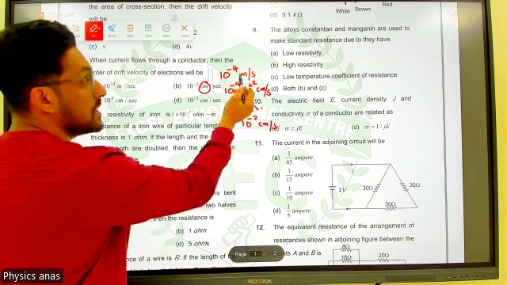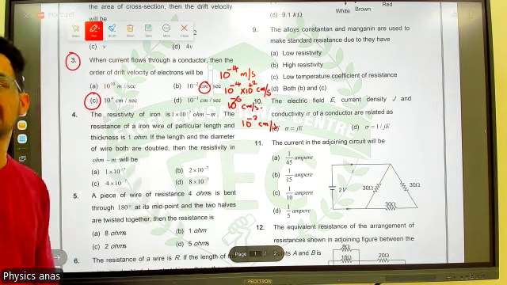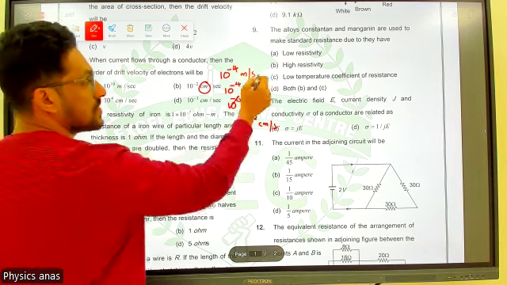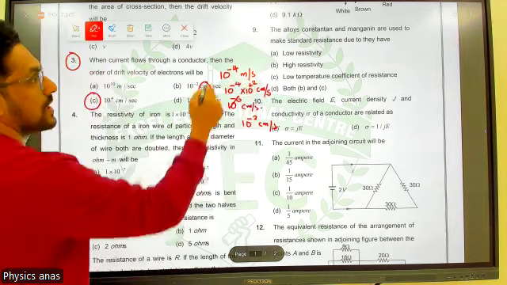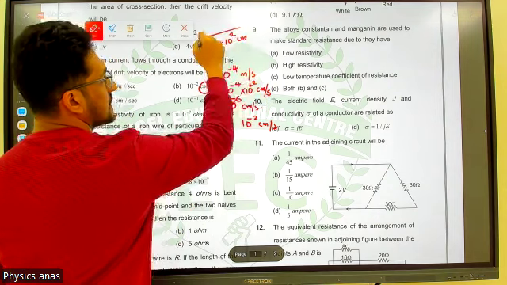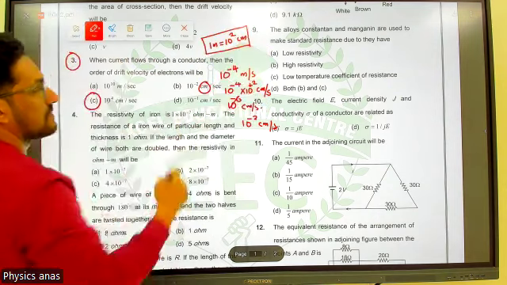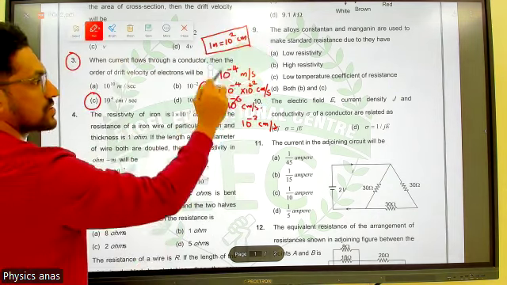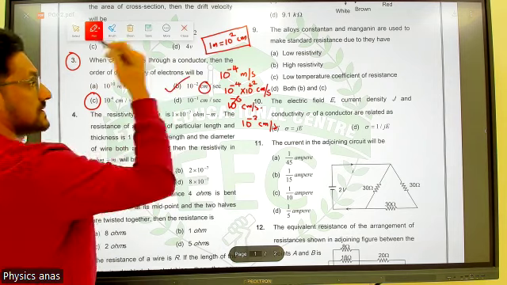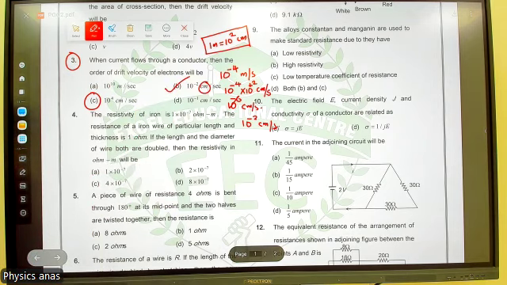Now we have to convert a meter into centimeter. How to convert meter into centimeter? Into 10 raised to 2. Centimeter into meter is 10 raised to minus 2. So meter into centimeter is 10 raised to 2. 1 meter is equal to 10 raised to 2 centimeter. So this is the conversion. Then 10 raised to minus 4 into 10 raised to 2, that will be 10 raised to minus 2. Clear? This is the answer: 10 raised to minus 2.